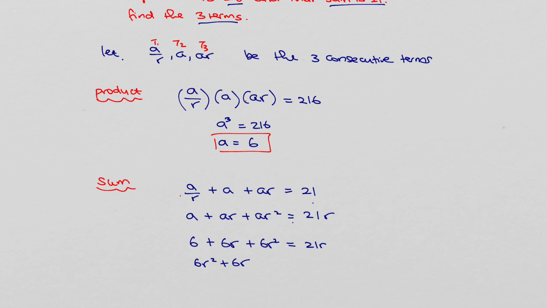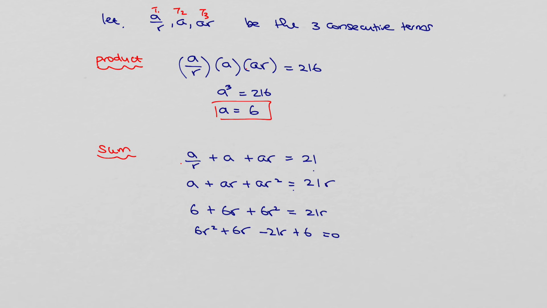So we have 6r squared plus 6r minus 21r plus 6 is equal to 0. And therefore, that gives me 6r squared minus 15r plus 6 is equal to 0. And I can divide across by 3 there just to simplify it.